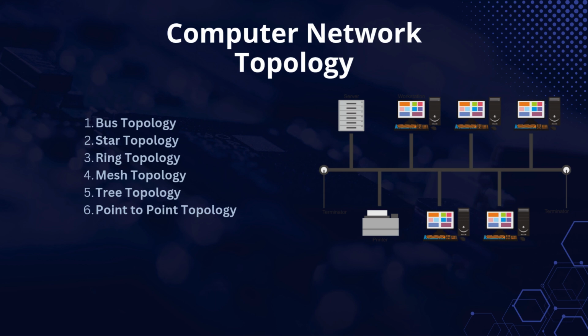For ring topology, each device connects to exactly two others, forming a circular path. For mesh topology, every device connects directly to every other device. And for tree hierarchical topology, this is a combination of star topologies arranged in a hierarchy. And finally, we got point-to-point topology, which has a direct connection between two devices.